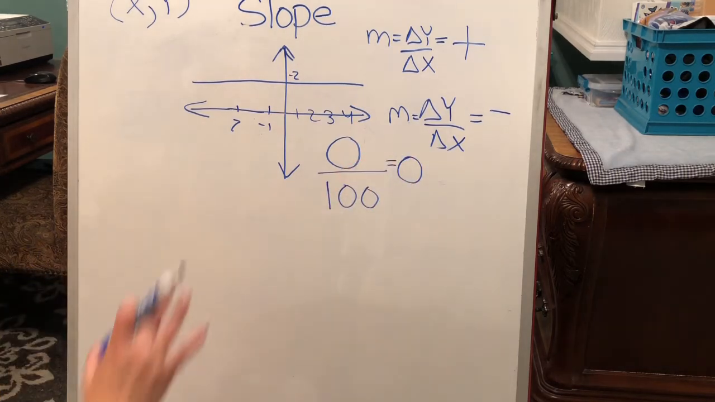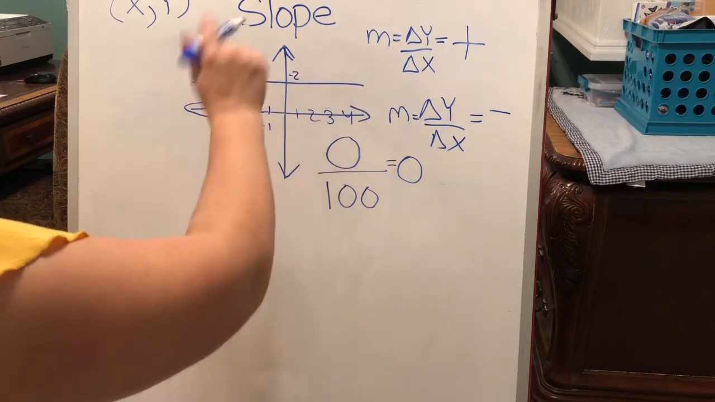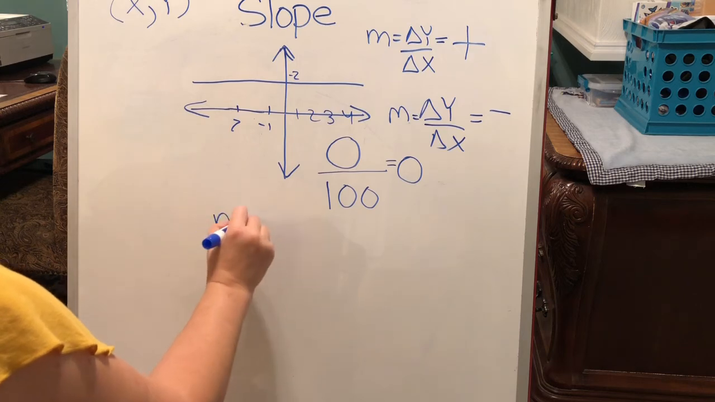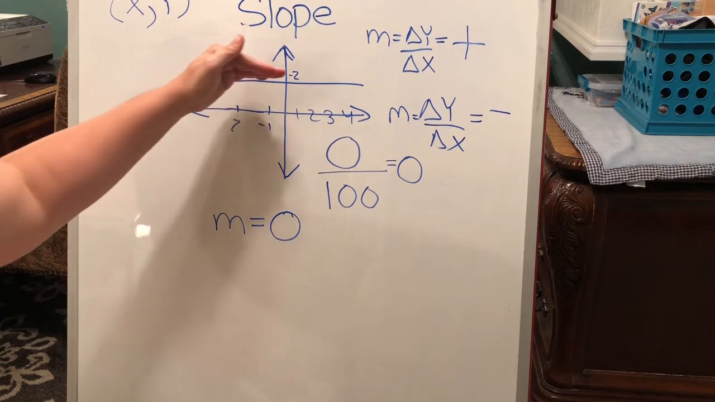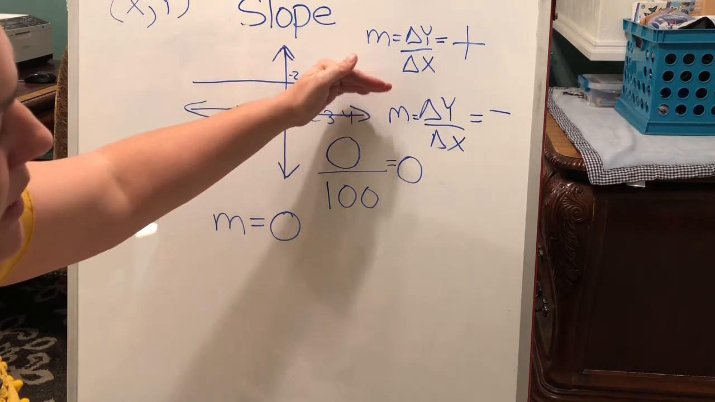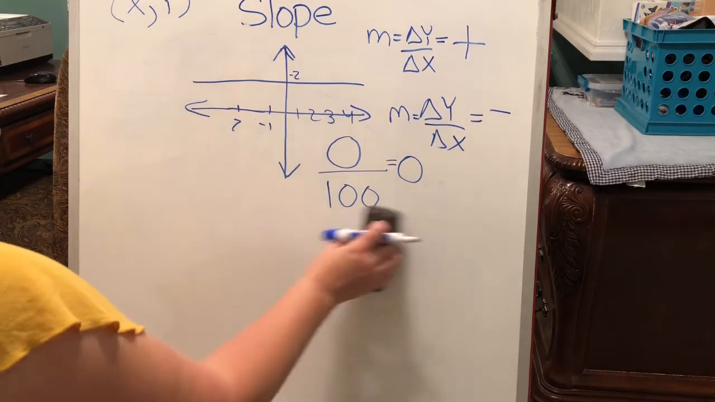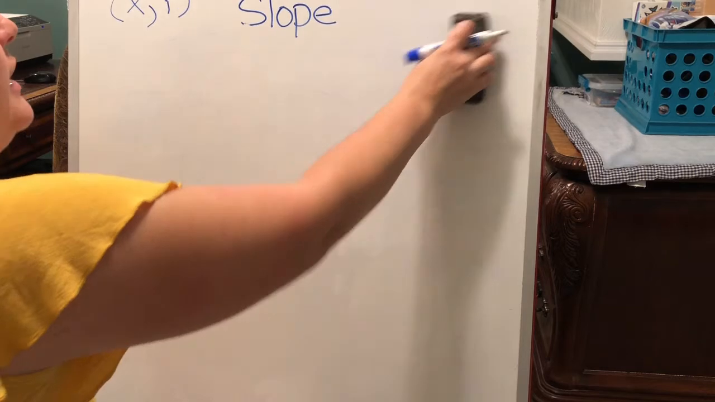It could be anything. It doesn't matter because 0 divided by anything is equal to 0. So at x here, with this changing x and no changing y, we get a slope equal to 0. So you'll notice horizontal lines have a slope of 0, but vertical lines are undefined. Okay, so that is what we're talking about with slope.